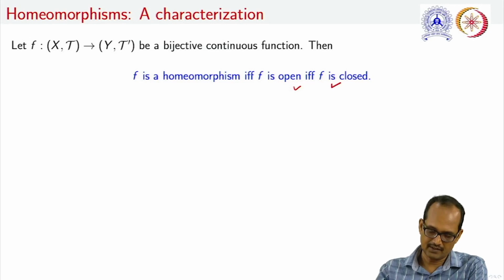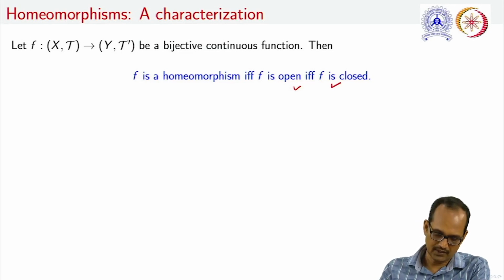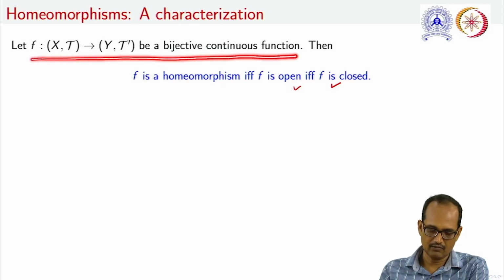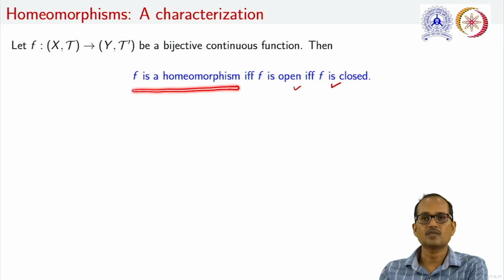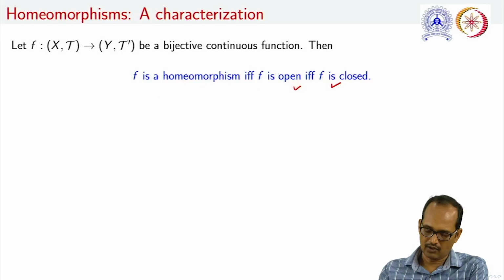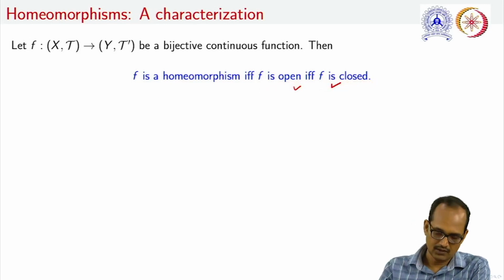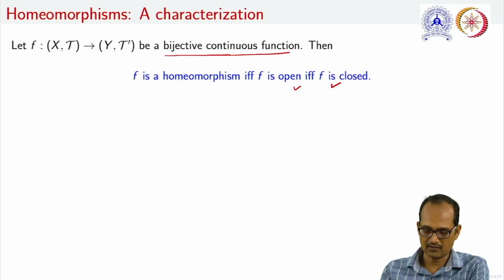The characterization is given by this theorem: if we are having a bijective continuous function f from topological space (X, tau) to topological space (Y, tau dash), then f is a homeomorphism if and only if f is open, and or if and only if f is closed. The justification is simple because we already have a bijective continuous function with us.